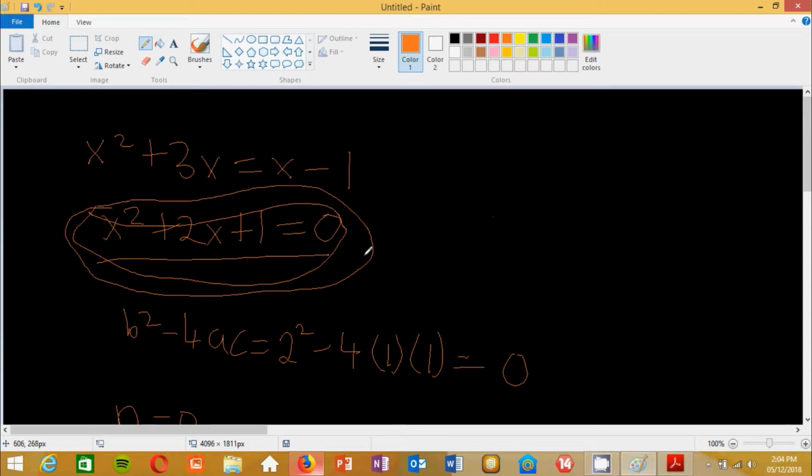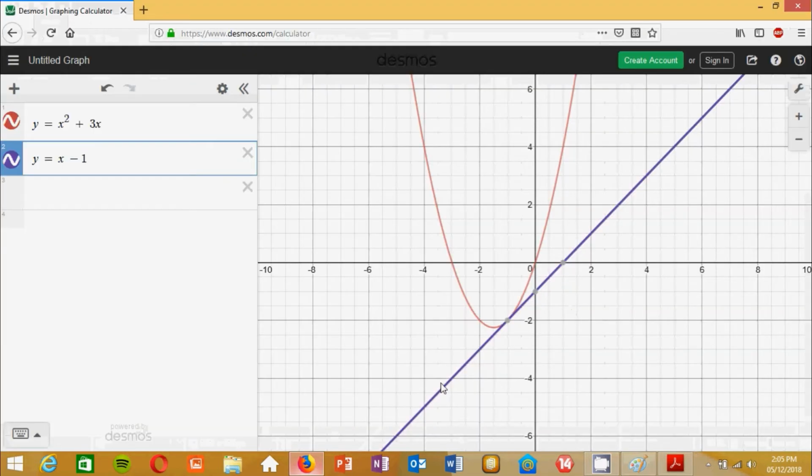So this quadratic equation here can only have one answer if the discriminant is equal to 0. And if we check the discriminant here, b squared minus 4ac, it's 2 squared minus 4 times 1 times 1, which gives us 0. So this quadratic equation here only has one answer. And the answer is the coordinate, the point where those two graphs meet. Which makes sense, because they meet at one point only.